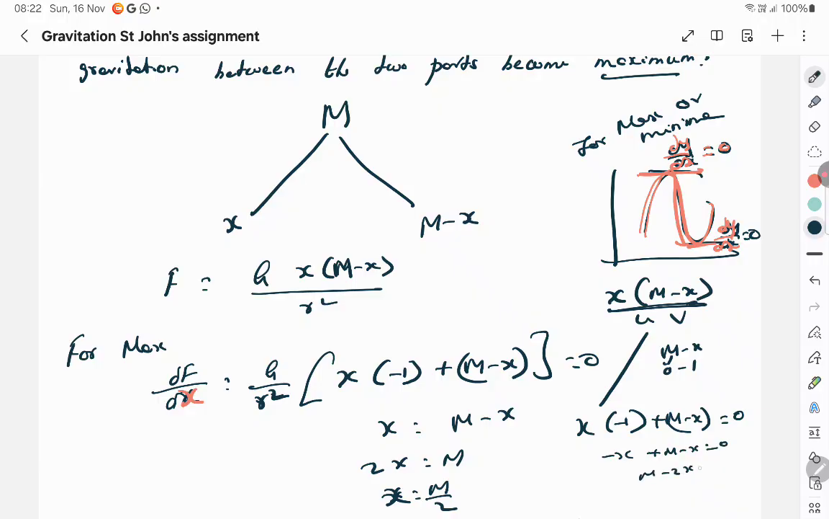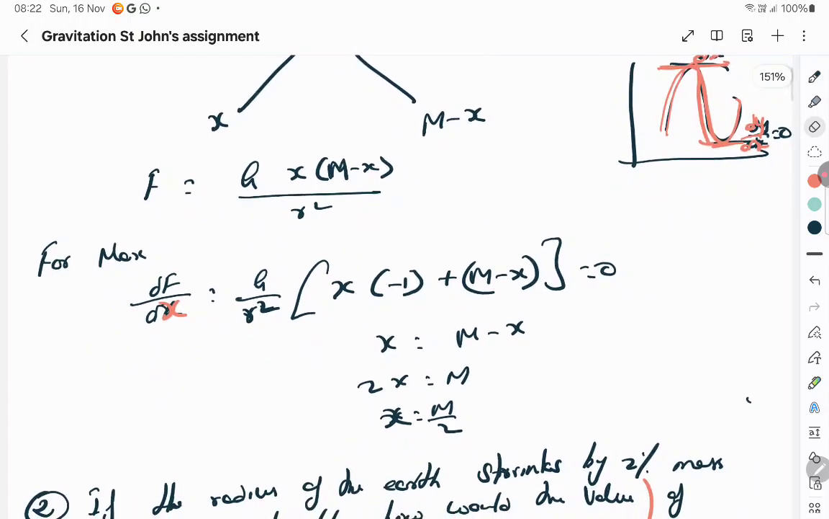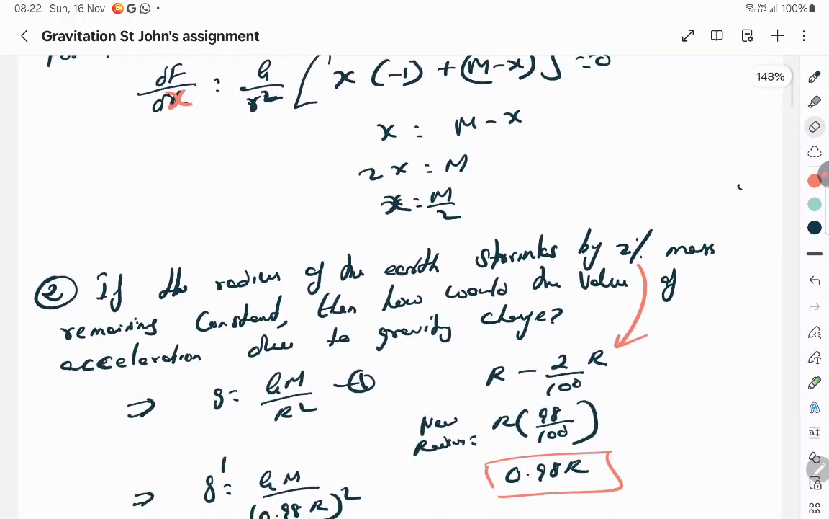M minus 2x is equal to 0. M is equal to 2x and x is equal to M by 2. So that's how you get the relationship for how you should bifurcate this capital M into equal parts in order that the force is maximum. So let's go to the next question.